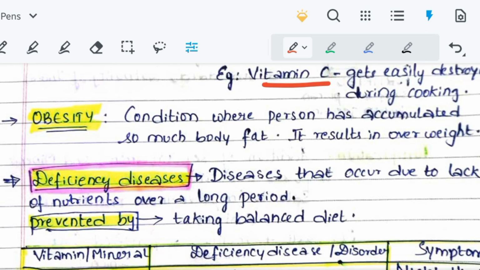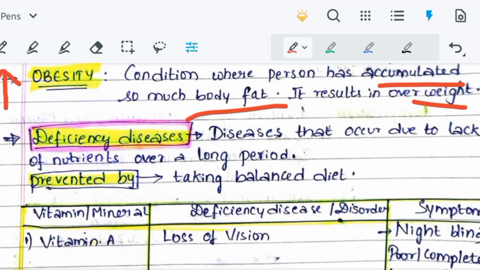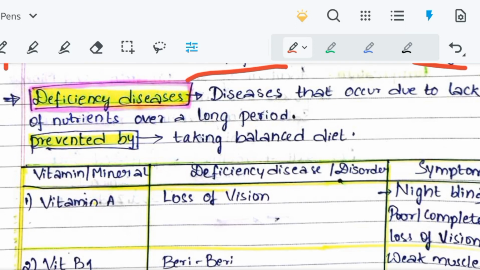Okay. Now, let's talk about what happens if you eat these nutrients in excess or in less quantities. Whenever you eat anything in excess, this leads to a condition called obesity, especially when you're taking more amounts of fat. Okay, it results in overweight and many cardiovascular disorders. We'll talk about it. We'll save it for later. Now, talking about deficiency diseases, if you're not taking the nutrients properly, especially the micronutrients properly, you may get the deficiency diseases. Macronutrients also result in deficiency diseases, but first let's talk about the vitamin and mineral deficiency.